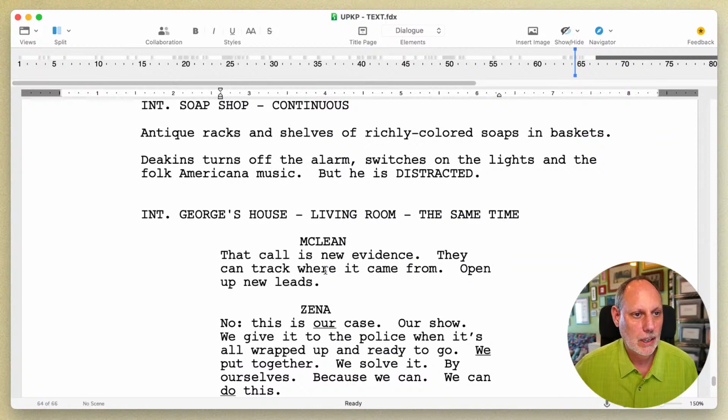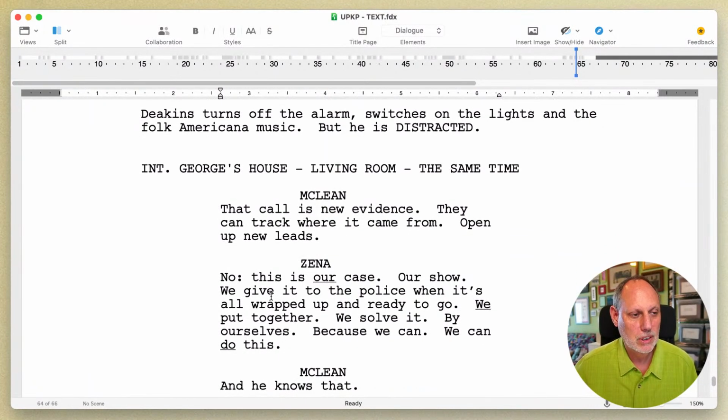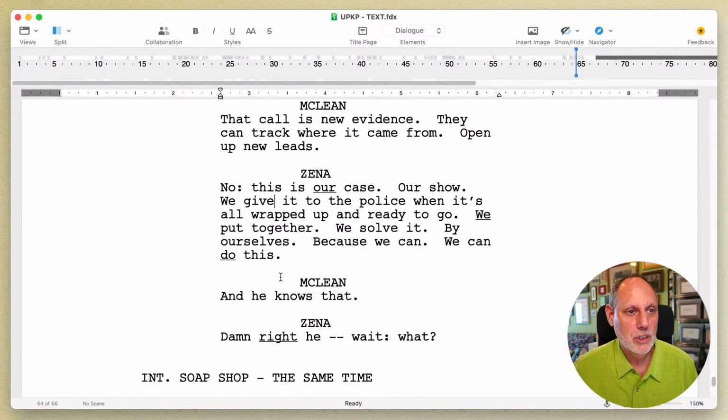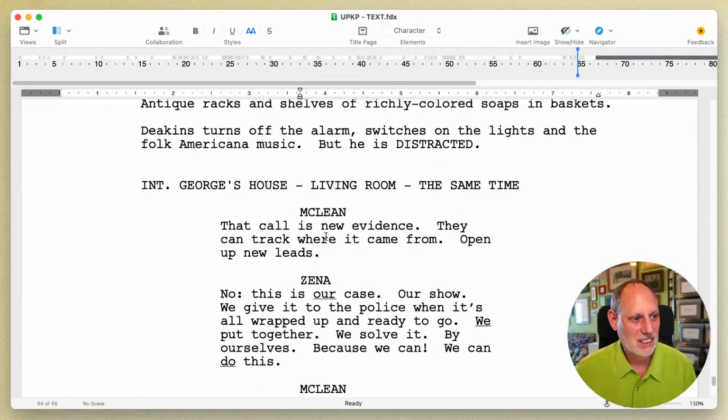They can track where it came from, open up new leads. No, this is our case, our show. We give it to the police when it's all wrapped up and ready to go. We put it together. We solve it by ourselves because we can. And he knows that. Damn right he does. Wait, what? Okay, that's better. That's good. This is working. All right.